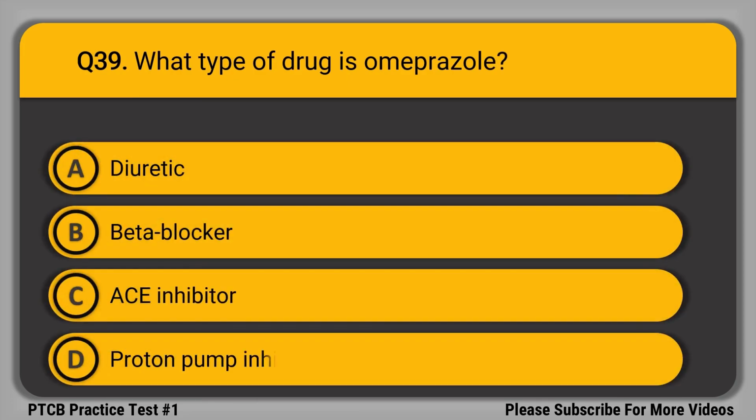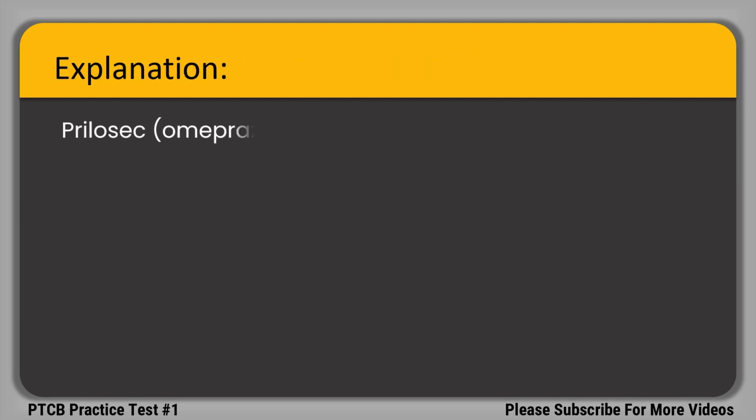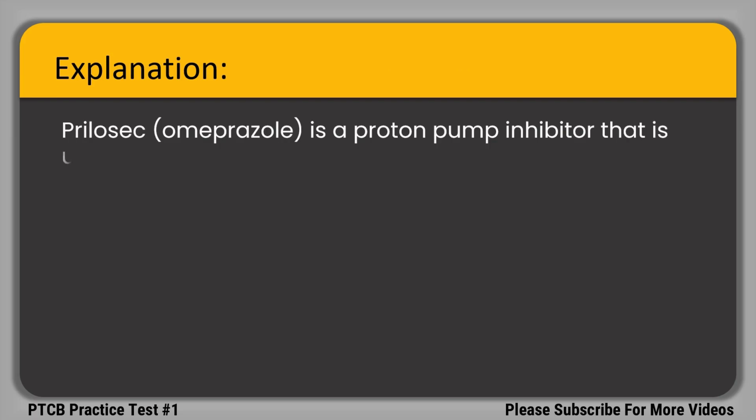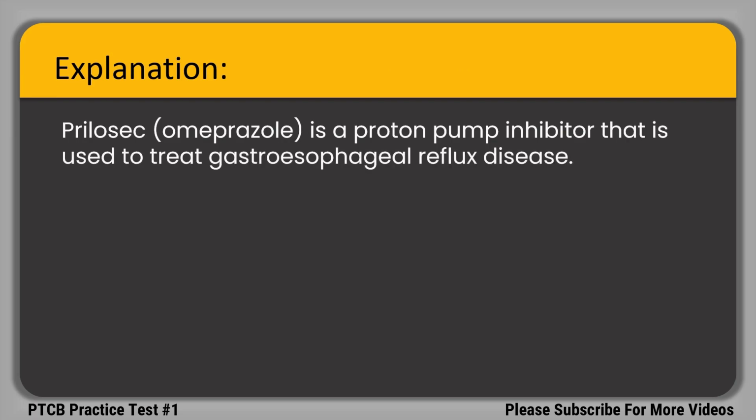A. Diuretic. B. Beta blocker. C. ACE inhibitor. Or D. Proton pump inhibitor. D. Proton pump inhibitor. Prilosec, or omeprazole, is a proton pump inhibitor that is used to treat gastroesophageal reflux disease.